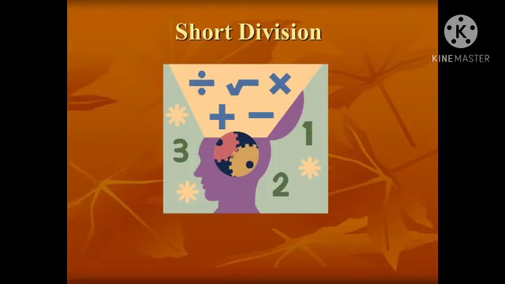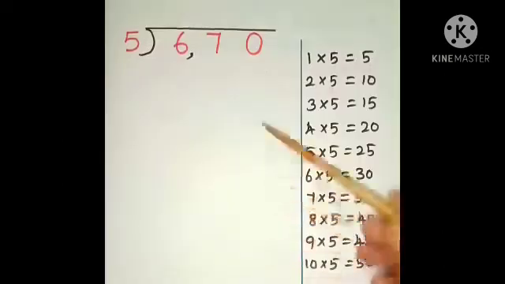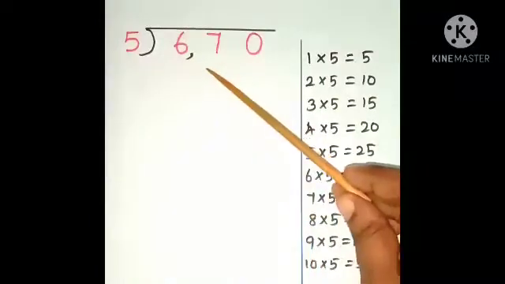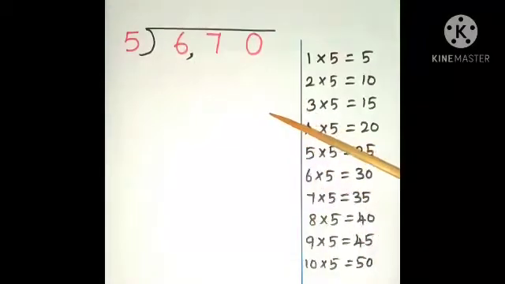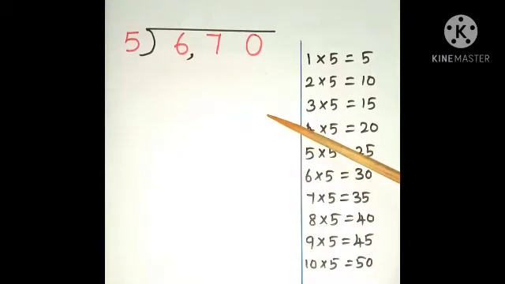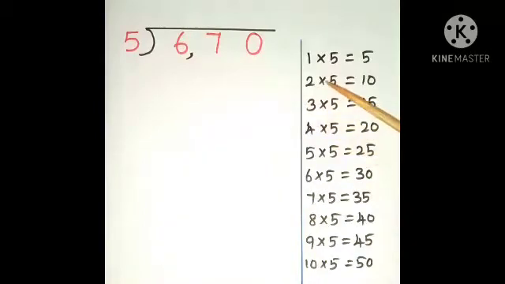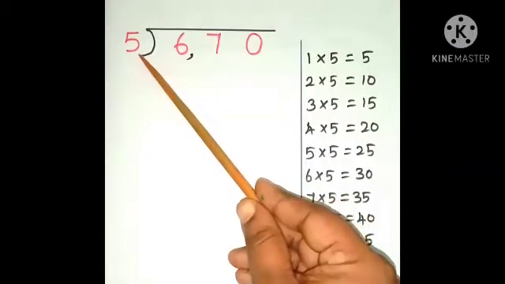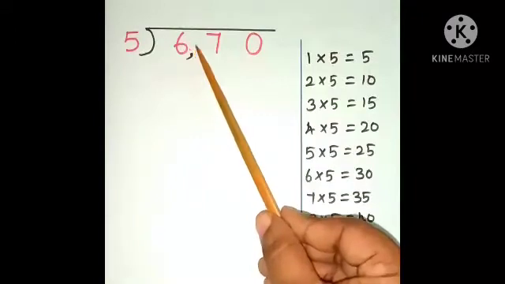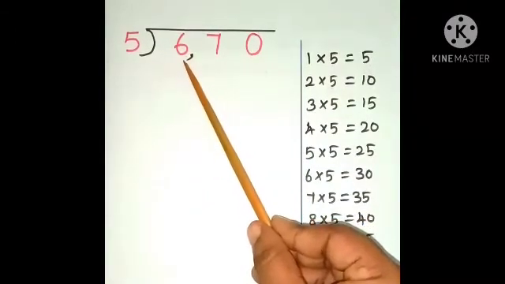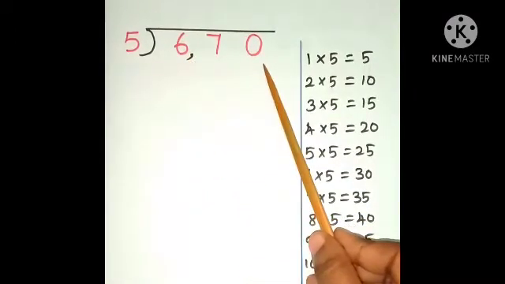Children, now let us learn the short division method. 670 divided by 5. Here, students, 670 is the dividend and 5 is the divisor. Before doing the problem using the short division method, to make the problem easy, write down the table. Here 5 is the divisor, so write the 5th table at the corner of your note. Now take the first number in the dividend. Here 6 is the first number in the dividend 670, isn't it?